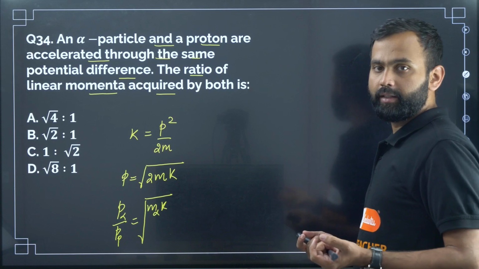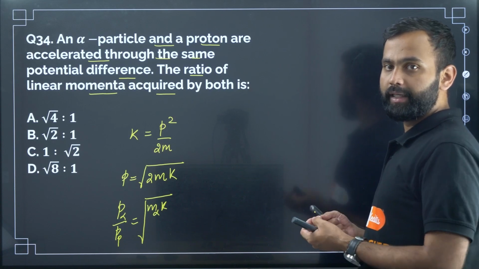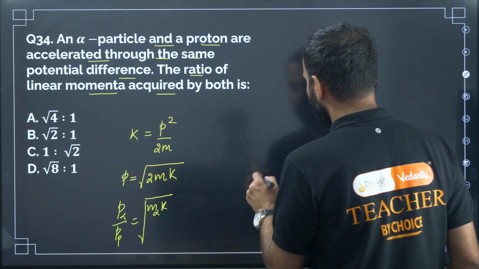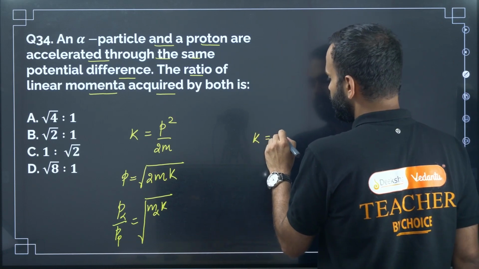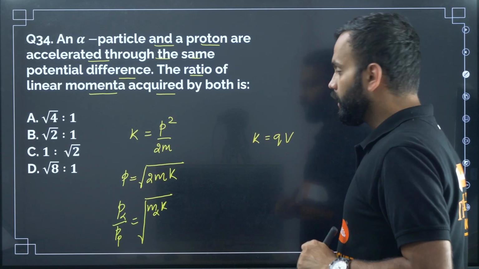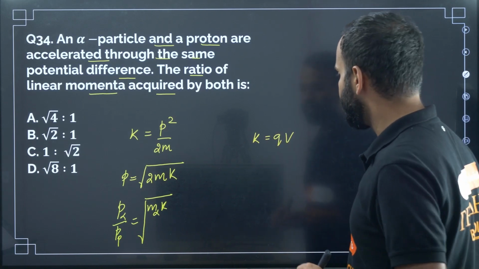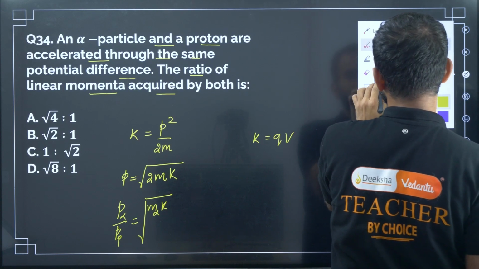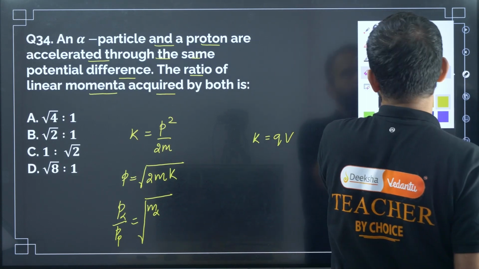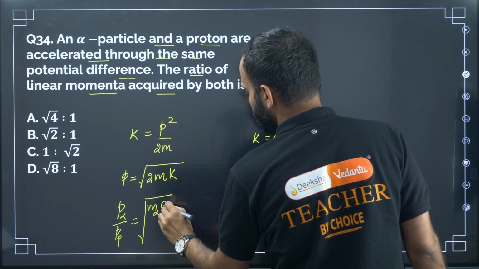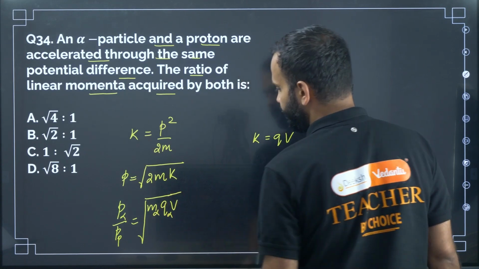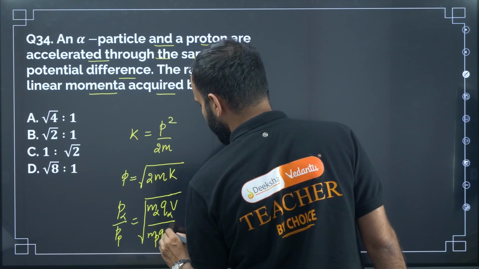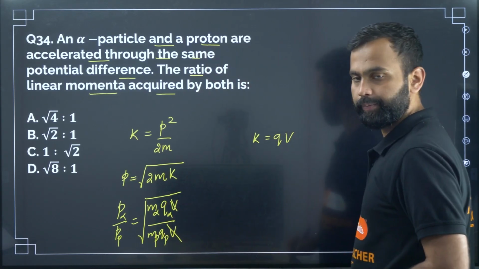When the particle is accelerated through a potential difference, what happens? The kinetic energy of the particle increases, and the electric potential energy decreases. So the gain in kinetic energy is equal to the loss of potential energy. So I can write the kinetic energy as K equal to q into V, where V is the potential difference. So q alpha into V divided by mp into qp into V. V will get cancelled, right?